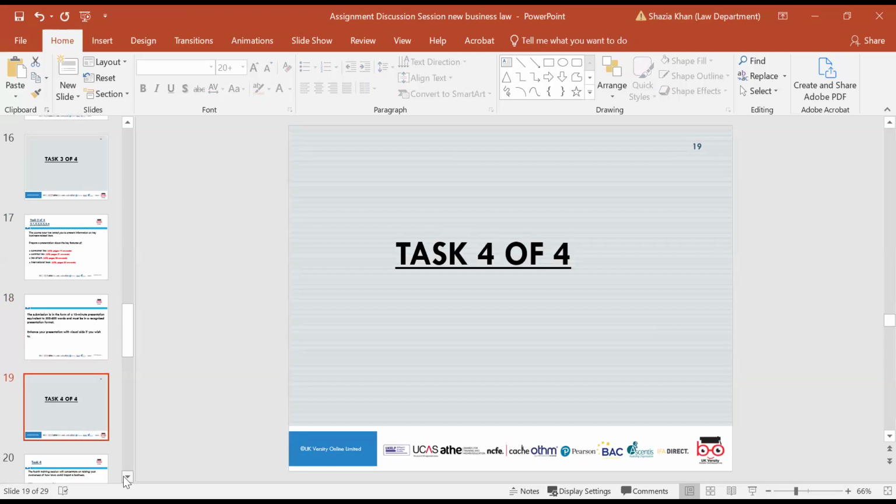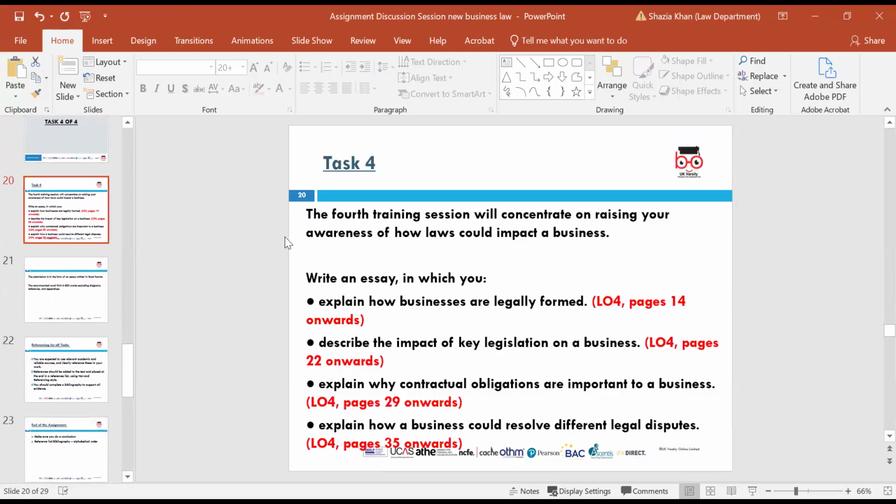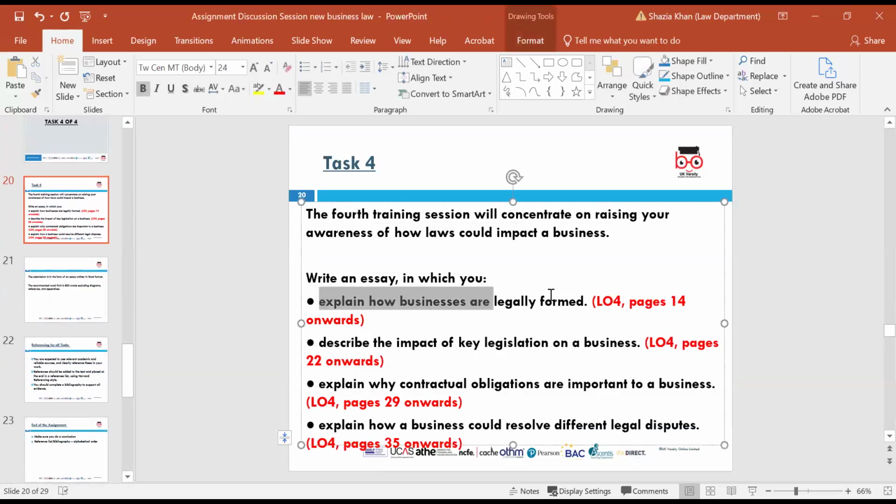Next one is task 4 of 4. In this task, the fourth training session will concentrate on raising awareness of how laws could impact a business. Write an essay in which you explain, number 1, so there are 4 parts to task 4. Explain how businesses are legally formed, which is on learning outcome 4, pages 14 onwards.